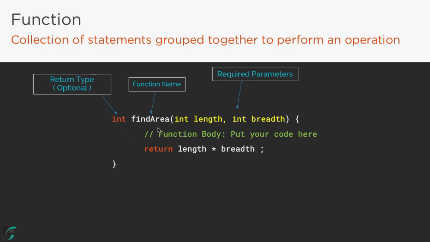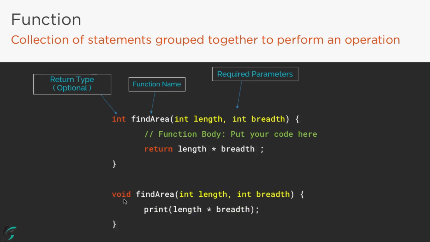Now suppose from the function we are not returning anything. In that case, we can define our function like this. Instead of integer, we can write void. Void in Dart means we are not returning anything from our function body. Here this is our return type, which is again optional. If you remove this void, our code will still work fine, but it is highly recommended to use a return type. Within the function body, we are simply printing out the area of the rectangle. Since we are not returning anything, we have the return type as void here, like this.